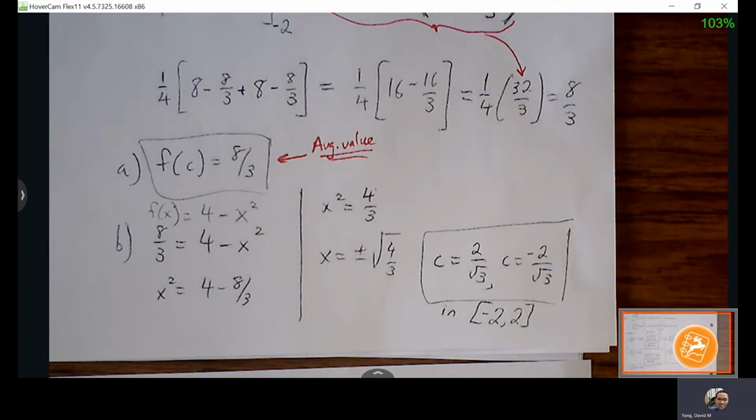So we set the original function equal to 8/3 and solve for x. We only care about locations in the interval from -2 to 2. When you get it all the way down, we get plus or minus the square root of 4 over 3, which is 2 over root 3, and both positive and negative 2 over root 3 are safely between -2 and 2. So we keep both locations. We use both of these values.